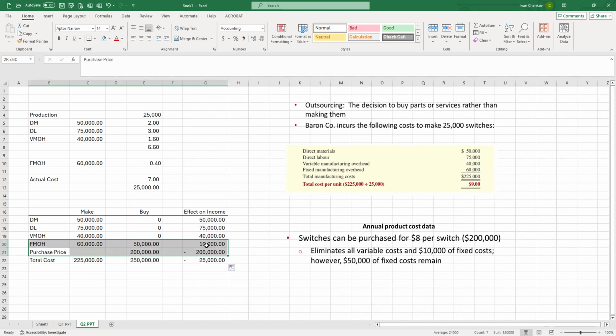So if I decide to buy it, what's going to happen? My income is going to go down by $25,000, right? I'm going to save $50,000, $75,000 will be my saving. For the fixed manufacturing overhead I can save only $10,000. But I have to pay $200,000 for these guys to make it for me. So I'm going to lose $25,000. Make sense?